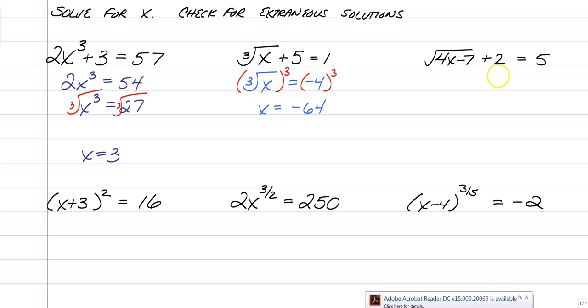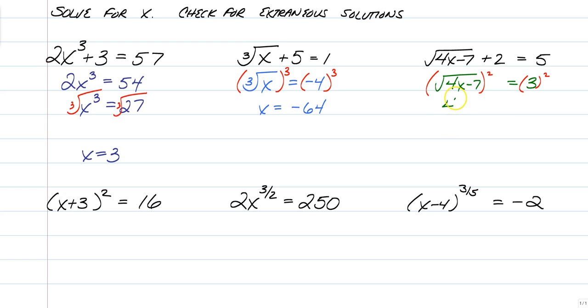First thing you had to do is subtract the 2 from both sides. So you have the square root of 4x minus 7 is equal to 3. And then, just like we talked about earlier, to get rid of a square root, you just have to square both sides. And that's going to give you 4x minus 7 is equal to 9. Add 7 to both sides, and 4x is equal to 16. Divide both sides by 4, and you get x is equal to 4.